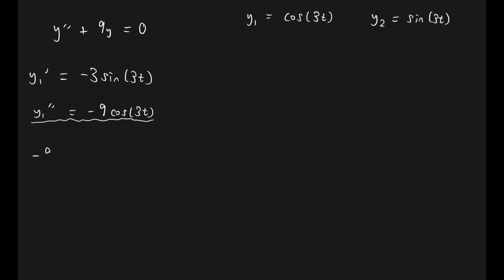So we have negative 9 cosine of 3t plus 9y. So we're going to multiply our y1 term by 9. So 9 times cosine of 3t should be equal to 0. Now let's see if this is true. Well, negative 9 cosine of 3t plus 9 cosine of 3t is basically the same as negative 9 plus 9, because the cosine of 3t is just the same thing for both. So negative 9 plus 9 we know is 0, so this becomes 0 equals 0. And yes, this is true.